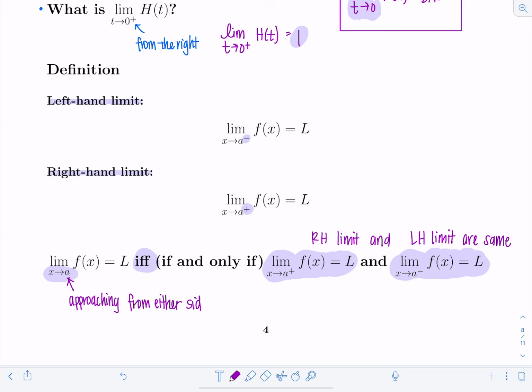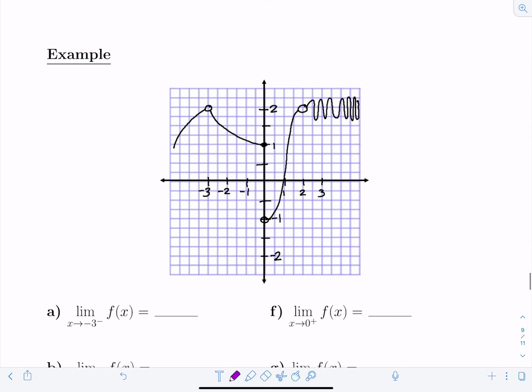So that should make sense because if you're not specifying which side you're coming from, right? If you're saying, what's the limit as x approaches a, then it shouldn't matter if you're approaching from the left or from the right. If they're the same, then your limit will exist and you'll have an answer. Okay? All right, let's look at an example now where we can practice applying all of this.